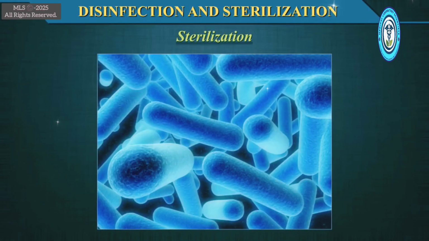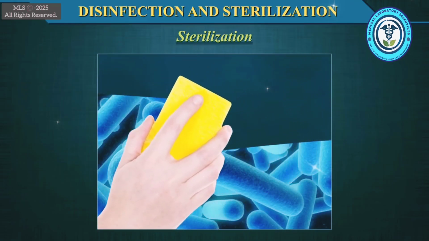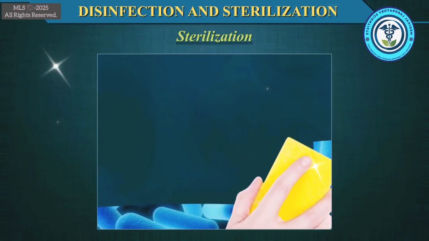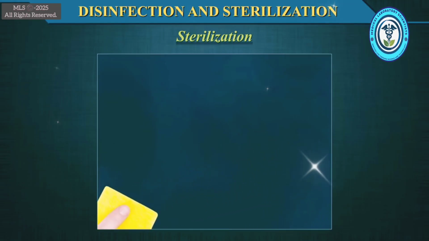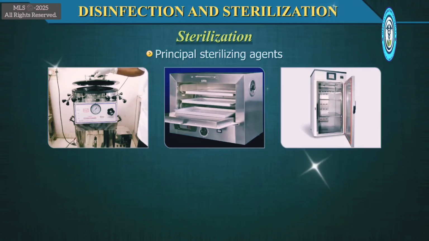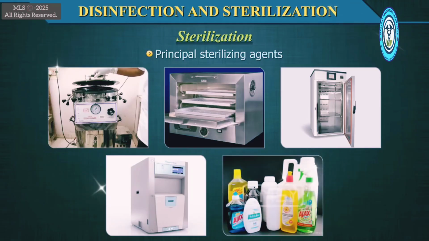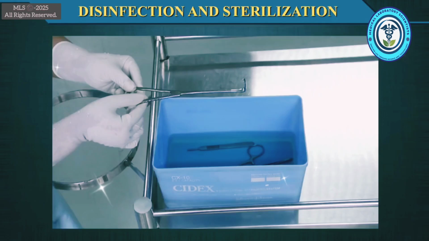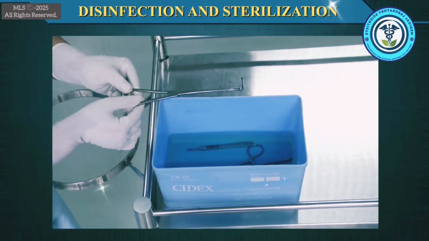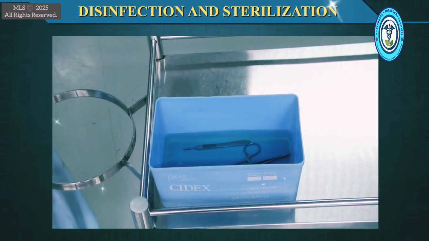Sterilization describes a process that destroys or eliminates all forms of microbial life and is carried out in healthcare facilities by physical or chemical methods. Steam under pressure, dry heat, ethylene oxide gas, hydrogen peroxide gas plasma, and liquid chemicals are the principal sterilizing agents used in healthcare facilities.